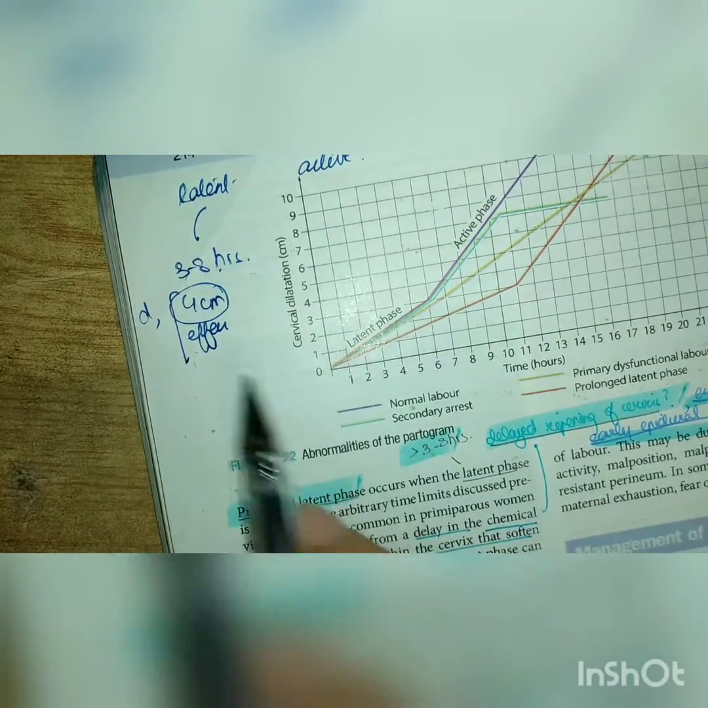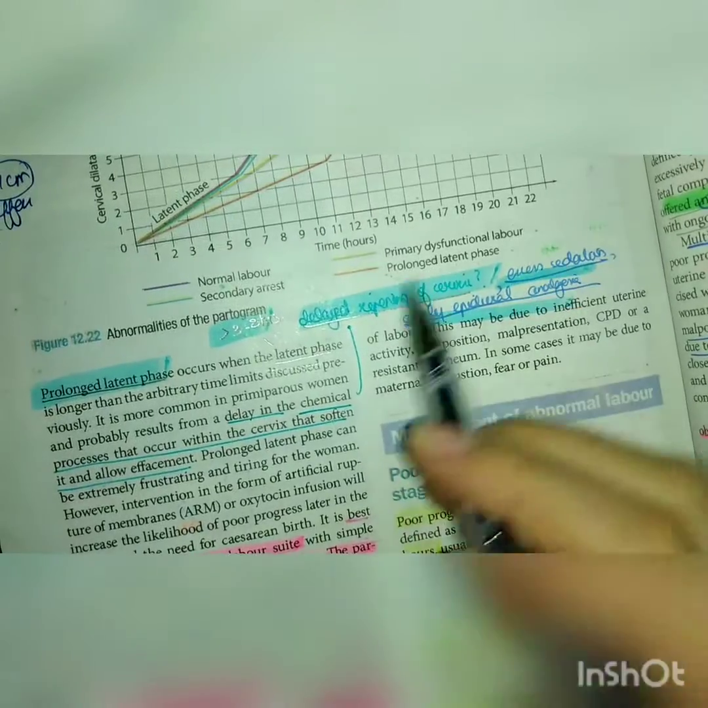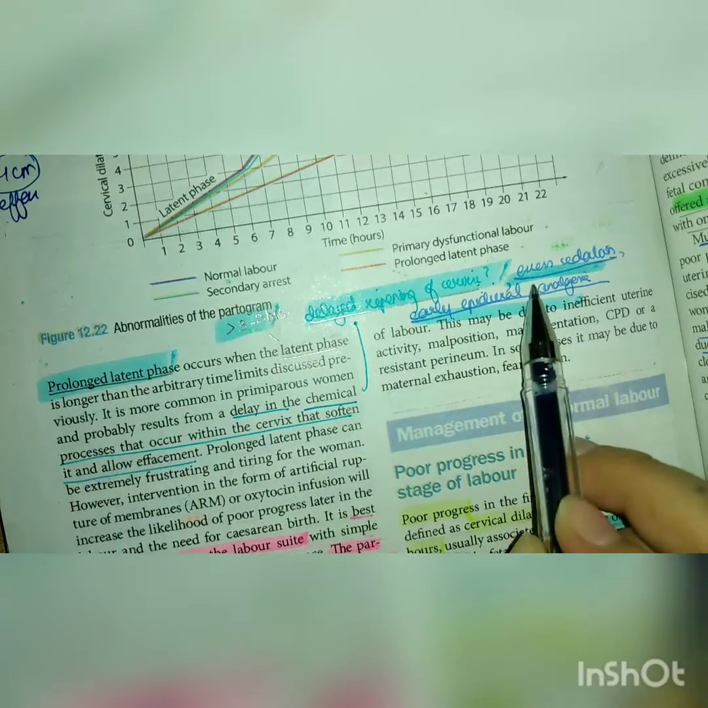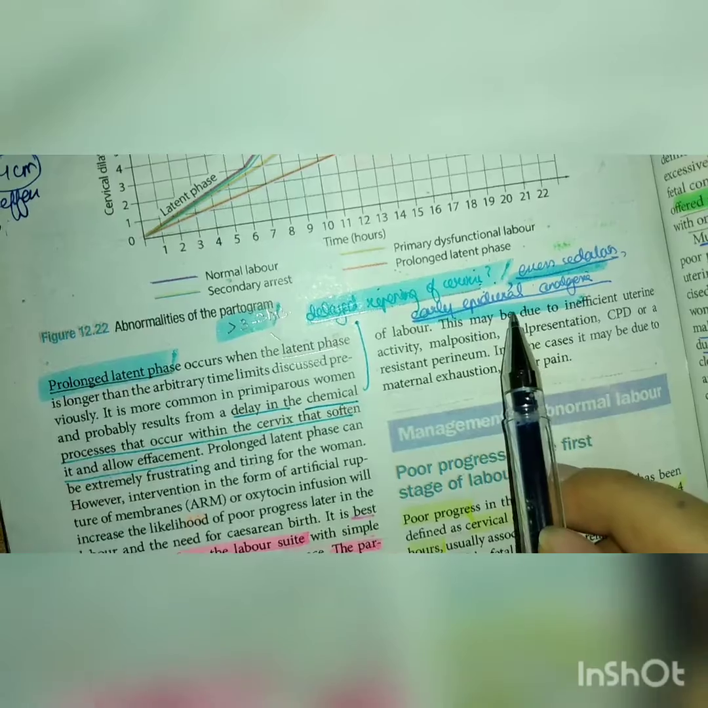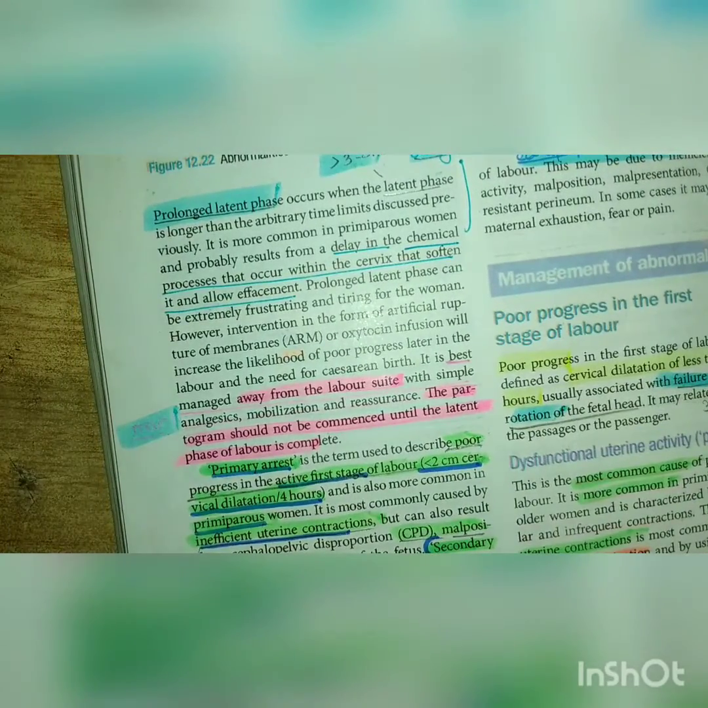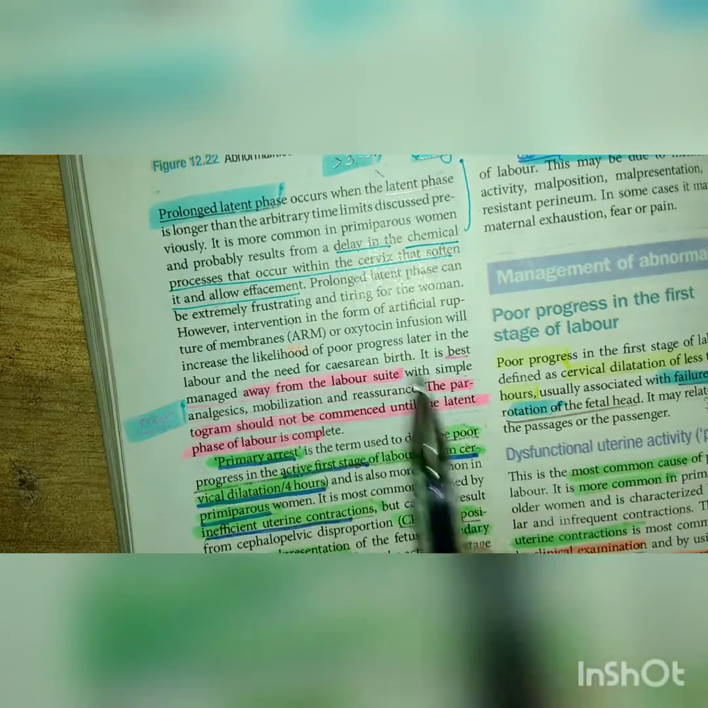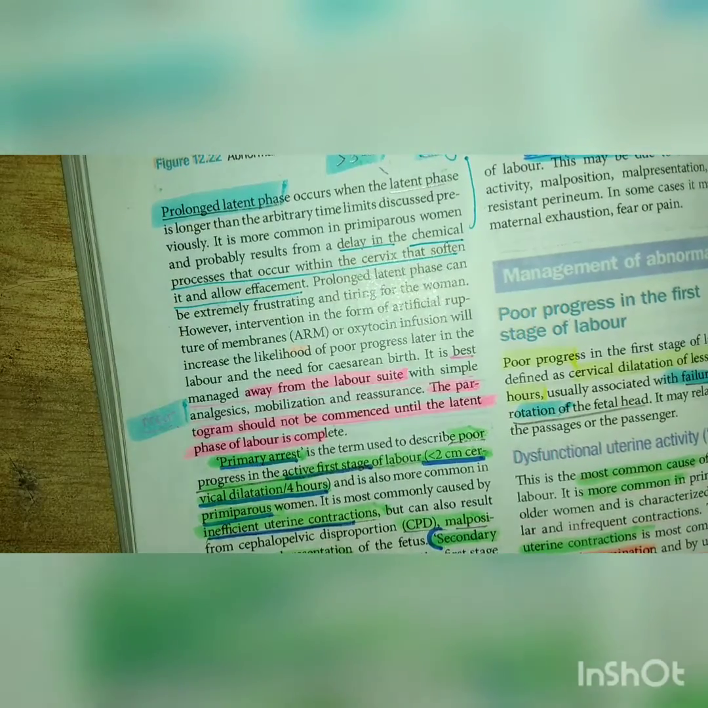Now, let's say that this is prolonged. Why is it prolonged? When the cervix is not prepared, meaning cervical ripening has not occurred. When there is delayed ripening of the cervix, there is a prolonged latent phase. Excessive sedation and early epidural analgesia are also responsible for this. If someone asks you the cause of prolonged latent phase: delayed cervical ripening. This is the main cause.